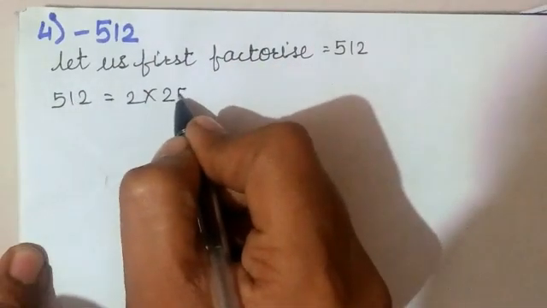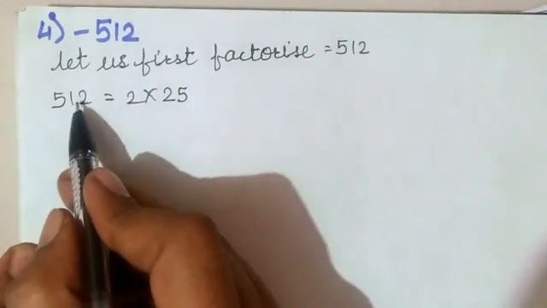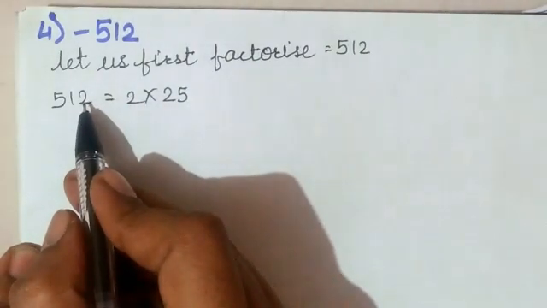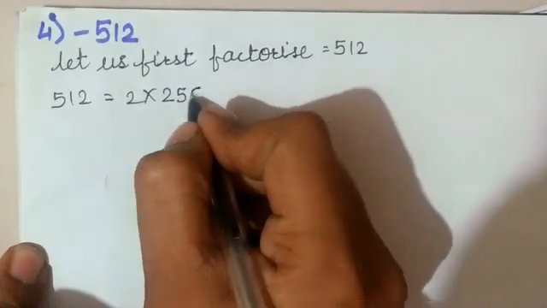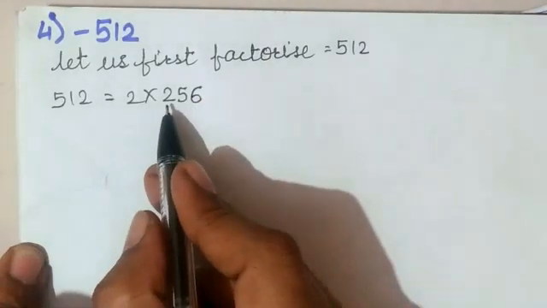So 2 5s are 10. Again 1 will be there. The next number is 2. So it will become 12. So 2 6s are 12. We get the answer 256.